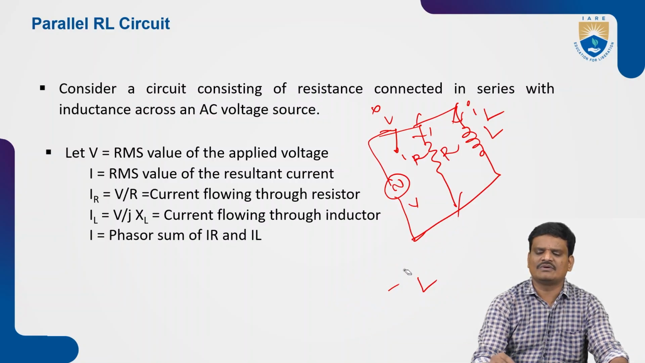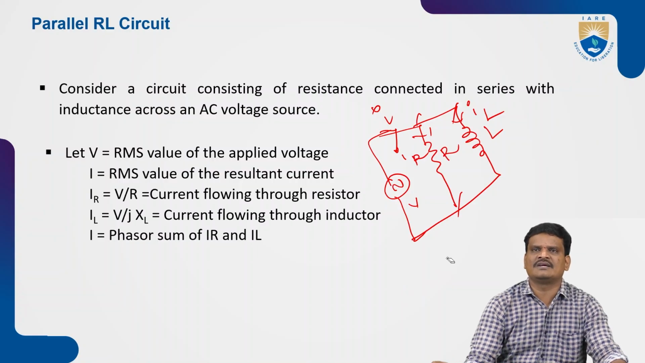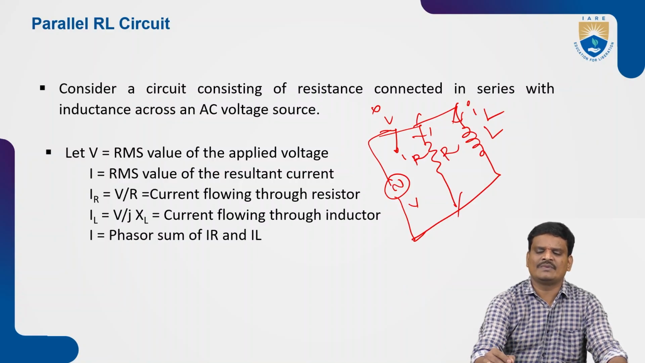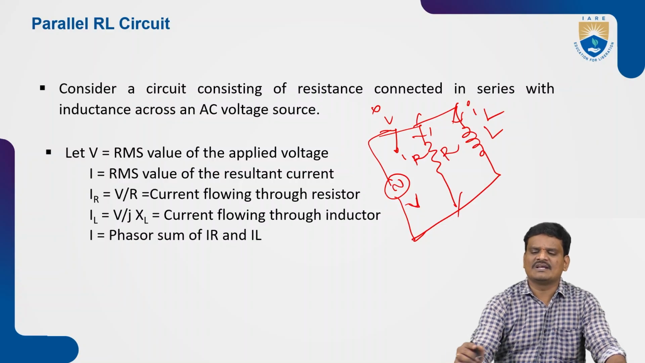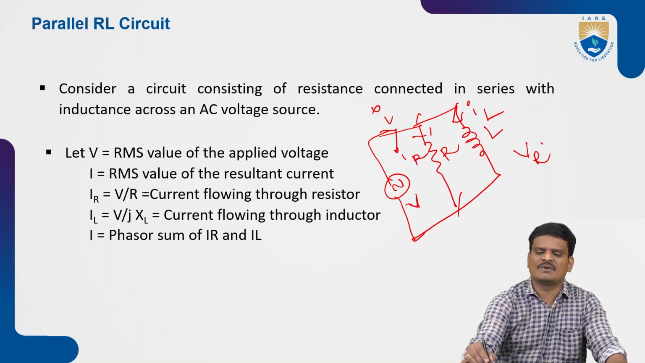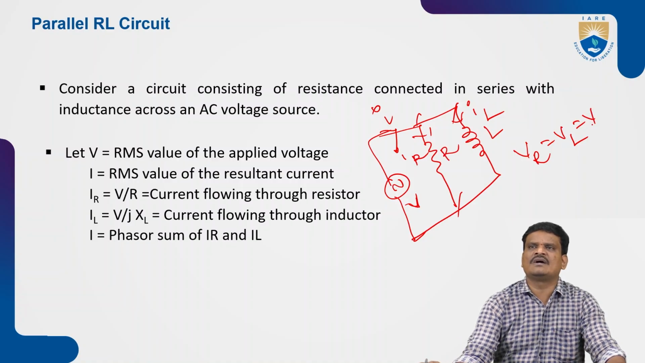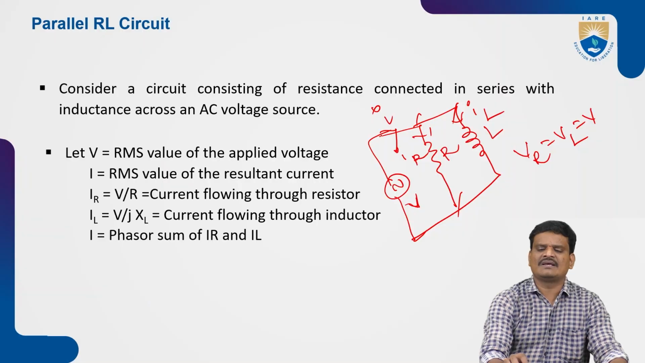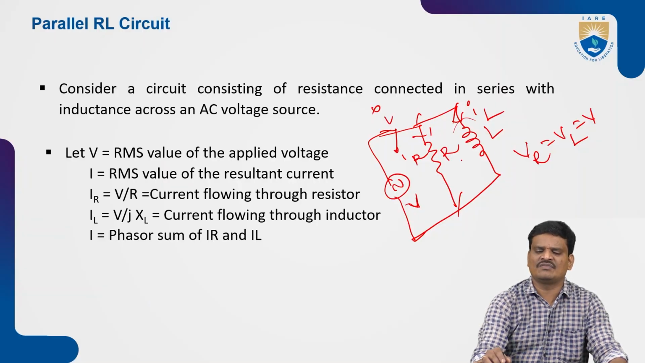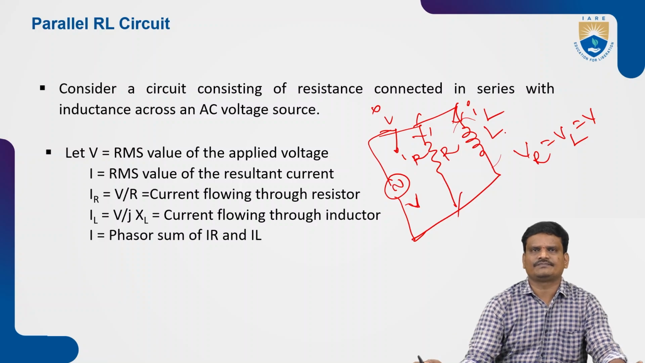So this is the circuit diagram representation of a parallel RL circuit, where the supply voltage is an AC supply. Let me represent that voltage as V. In case of parallel branches, please remember this point: the voltage across each element will be equal to the supply voltage, that is VR equal to VL equal to V, the total current is I, the current flowing through the resistance is IR, and the current flowing through the inductor is IL.